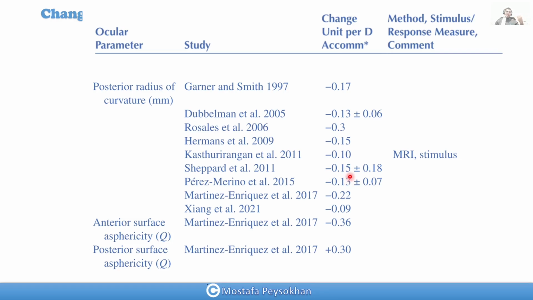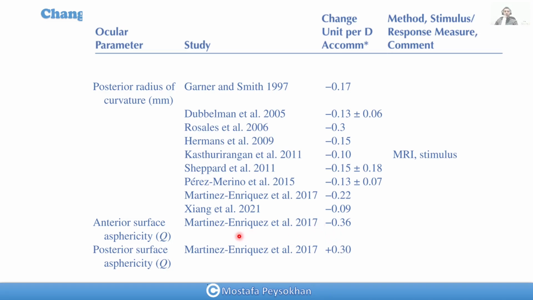As I always said, for the posterior radius of curvature we don't have that much data, because it is inside our eye, the light is passing through the other surface, and the measurement is harder. The other parameter is anterior surface asphericity. That one is changing. You should look at my previous videos: what is asphericity, the Q factor, being far from a spherical shape. That one is changing, negative 0.36. Posterior surface asphericity is also changing, plus 0.3.